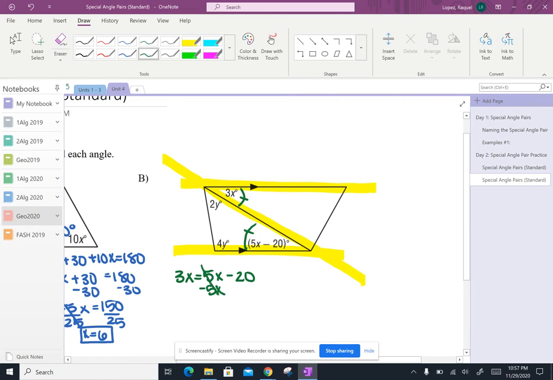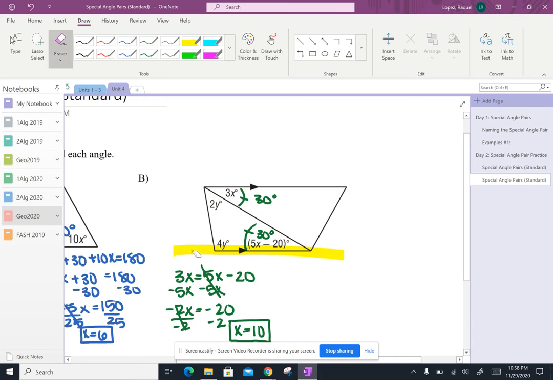I'm going to subtract 5x on both sides, and I get negative 2x equals negative 20. Divide by negative 2, divide by negative 2, and we get that x equals 10. So if I substitute that in, that would mean that this angle is 30 degrees, and this angle is also 30 degrees. Okay, next I want to solve for y.